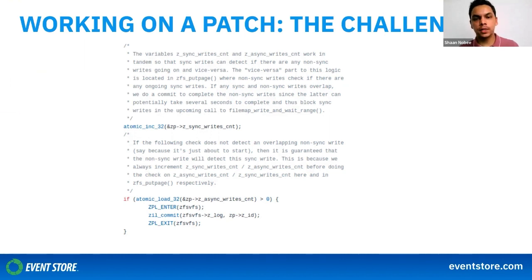So keeping track of these counts allows us to determine if there are any overlapping synchronous and asynchronous writes just by checking if the other value is greater than 0. If there's an overlapping asynchronous write, we immediately commit the write instead of waiting for the transaction group to close, which can take up to 5 seconds, as we said earlier. And so we basically prioritize synchronous writes over asynchronous writes when both of them are happening simultaneously. So that was the basic idea behind the patch.